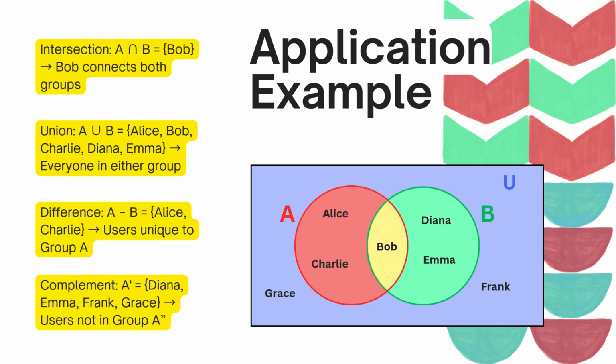Number 3, difference. In this case we want just A but don't want B. So, set A minus set B is Alice, Charlie. We don't have Bob because Bob is also in Group B. We can say that these users are unique to Group A. Number 4, complement. In this case, a complement means that we want all but don't want A. In other words, users who are not in Group A are Diana, Emma, Frank, Grace.